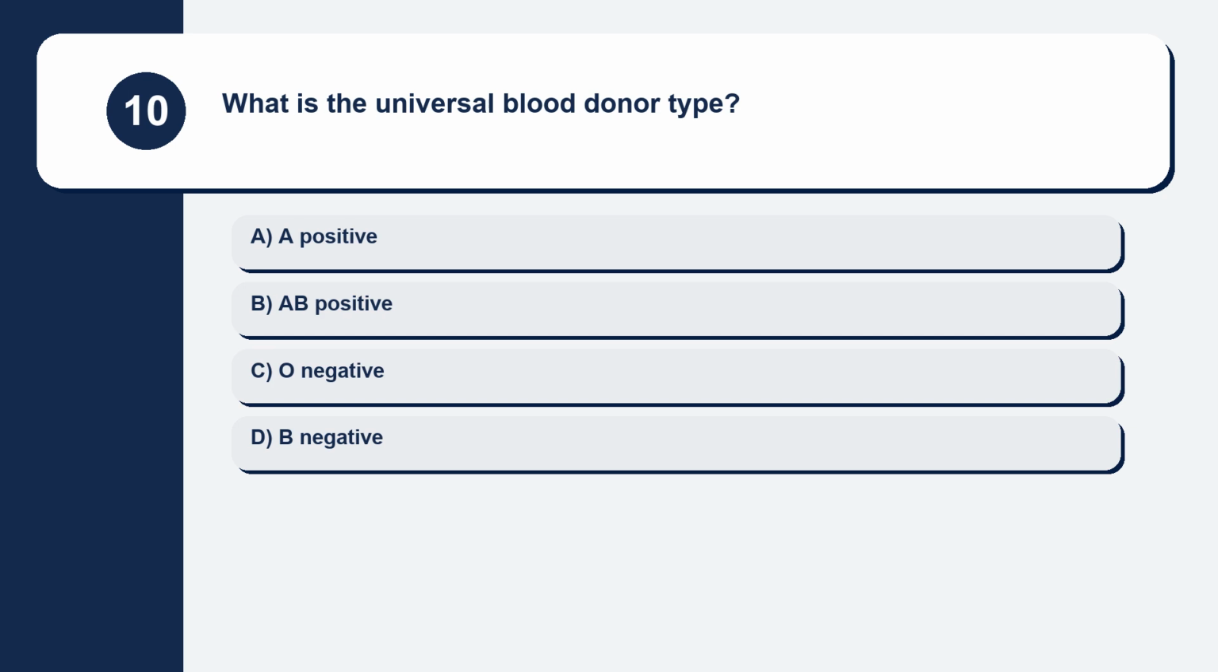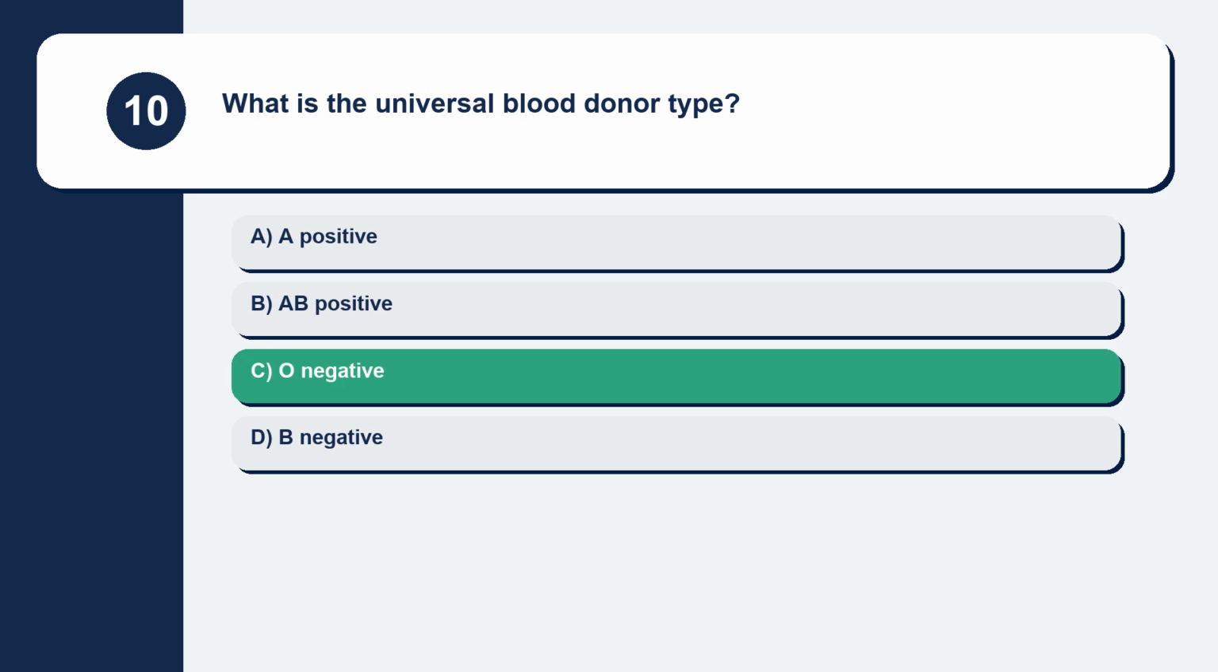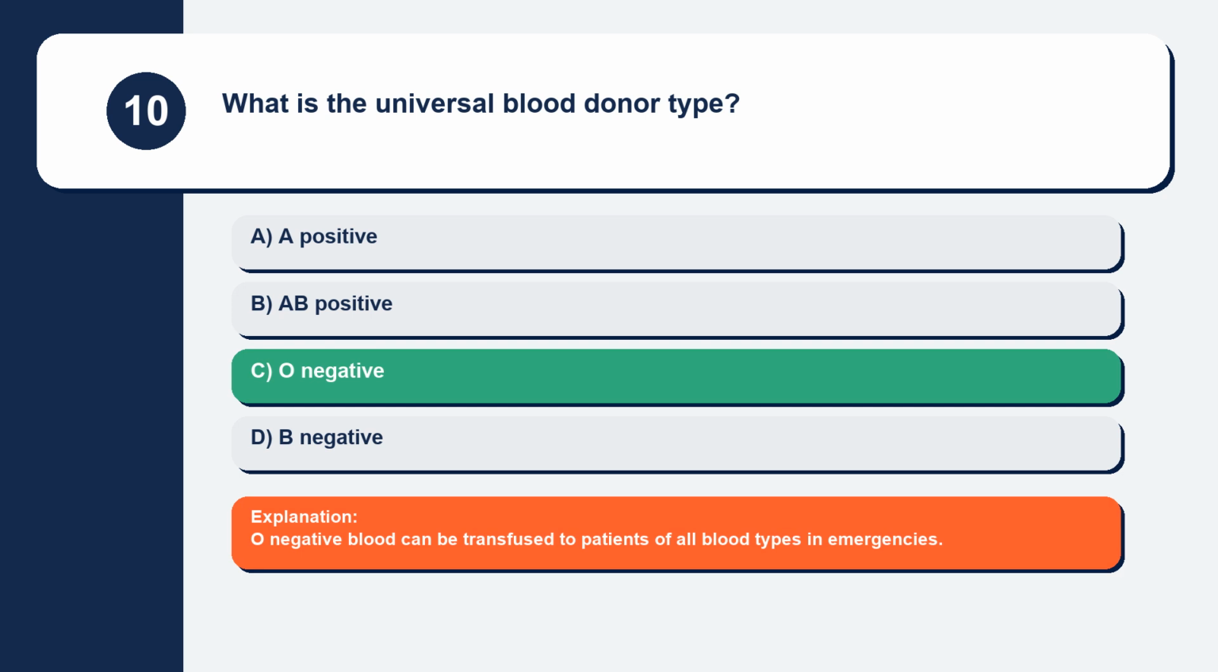Question 10. What is the universal blood donor type? A positive. AB positive. O negative. B negative. O negative blood can be transfused to patients of all blood types in emergencies.